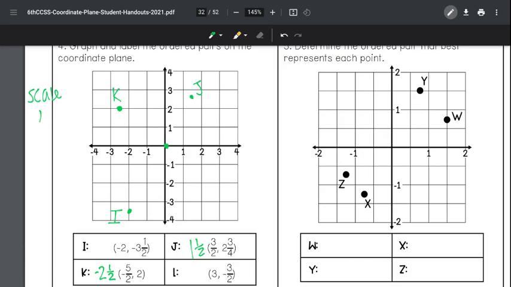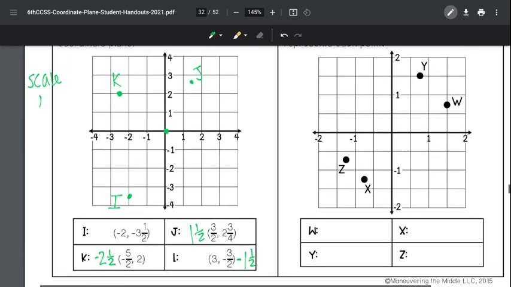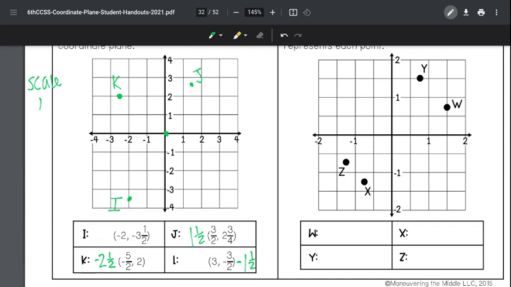And then L is 3, -3/2. -3/2 is really -1 1/2. Write that down. So L, I'm going to go 3 spots to the right and -1 and halfway down further. And you should see L. Make sure you have everything written down that I asked. Plot all your points and label your letters.